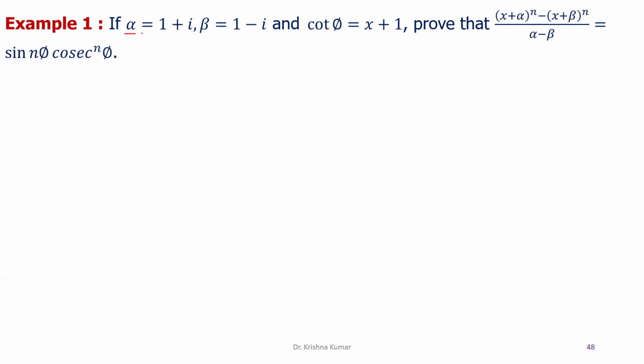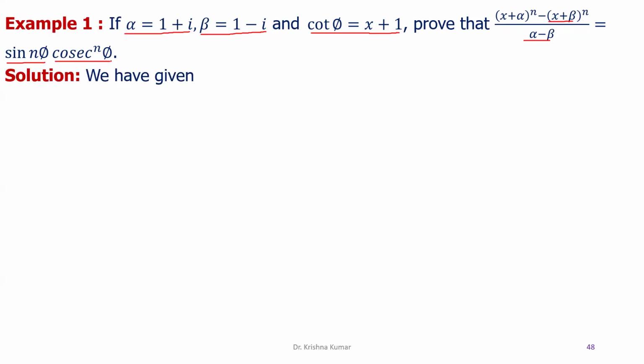If alpha is equal to 1 plus i, beta is equal to 1 minus i, and cot phi is equal to x plus 1, prove that (x plus alpha)^n minus (x plus beta)^n upon alpha minus beta is equal to sin n phi into cosec^n phi.